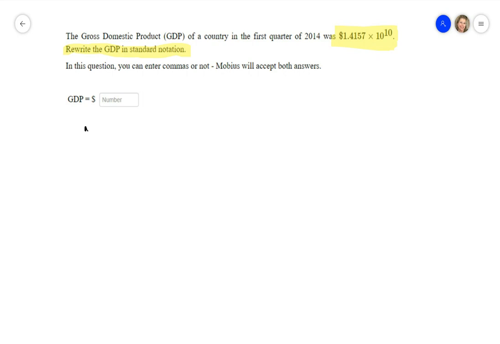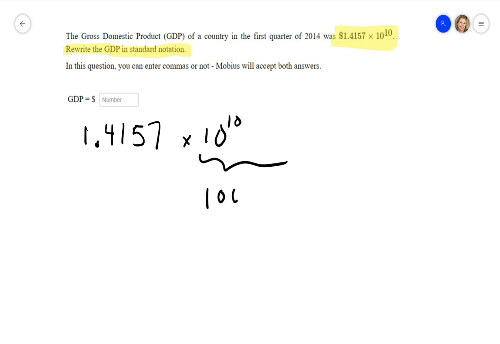So if I were going to take 1.4157, and it says times 10 to the 10th, well, 10 to the 10th power would be 10 times 10 times 10 times 10 times 10 times 10 times 10 times 10 times 10 times 10, which would basically be a 1 with 1, 2, 3, 4, 5, 6, 7, 8, 9, 10 zeros behind it. And if I come every 3 and put in the comma, this is actually 10 billion.